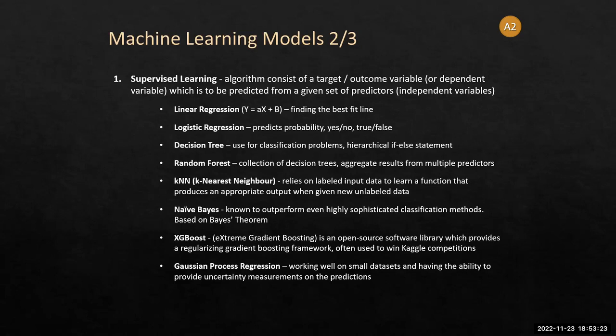There's XGBoost. XGBoost is an open source software library, and it's used in a lot of Kaggle competitions. Kaggle competitions are where people pit AI bots against other AI bots. So this XGBoost apparently is a very popular algorithm. And the last one is Gaussian process regression. So you can look this up if you're interested, for those people who like to go deep. That's supervised learning. The next slide.